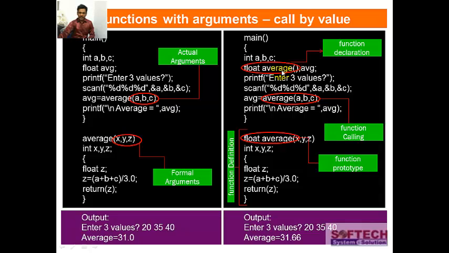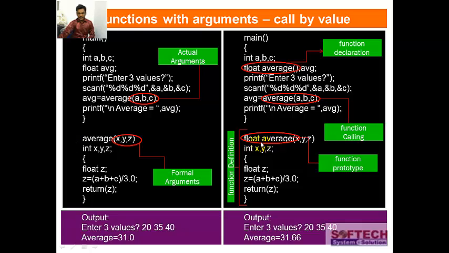If we want to return other than integer, we must declare it like that: float average. So this is a function declaration. This one is a function calling, and this is the actual argument. In the function definition we also put float. Here there is no type specification, and here we specify the type float. So this is a float function. The other one is by default an integer function because we did not put any type.